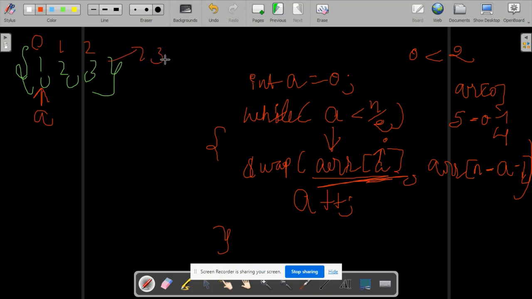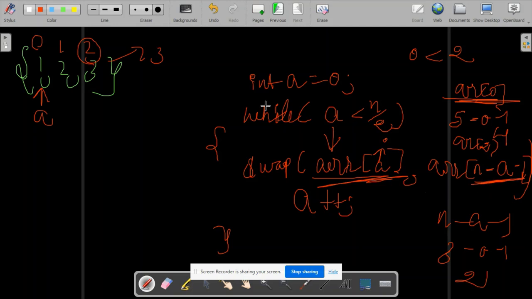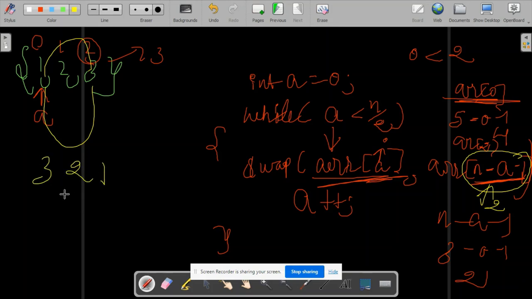N is now 3 here. I thought it is 5. So n minus a minus 1 is 3 minus 0 minus 1. It is 2. Okay, so I have to swap this 0 with the second index, arr of 0 with arr of 2. From this formula I obtained 2. So after swapping, 3 will come here, 1 will come here. It will become 3 2 1. Now I am doing a plus plus. It means a will point to here.